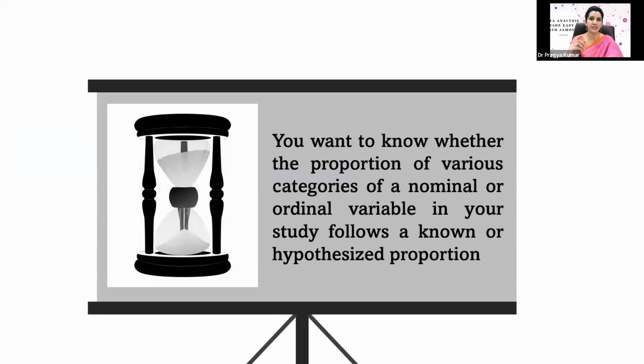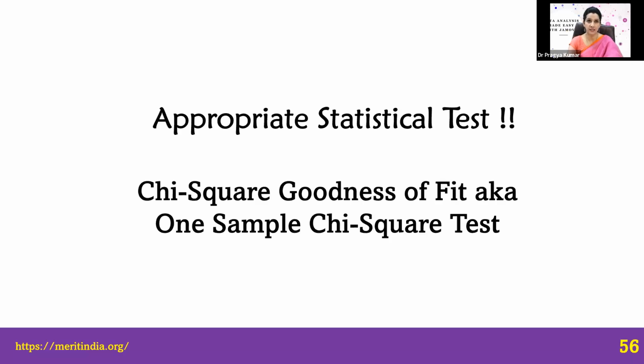So in all these cases, what have you observed? There is only a single variable. You want to know whether the proportion of various categories of a nominal or an ordinal variable in my study follows any known or hypothesized proportion or not. So the appropriate statistical test for such a research question is the chi-square goodness of fit, which is also known as the one sample chi-square test.